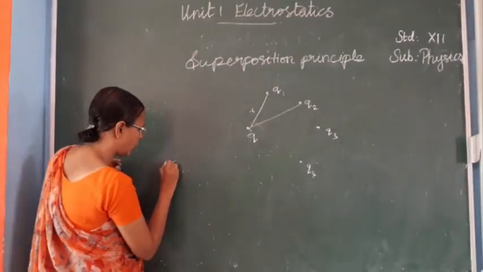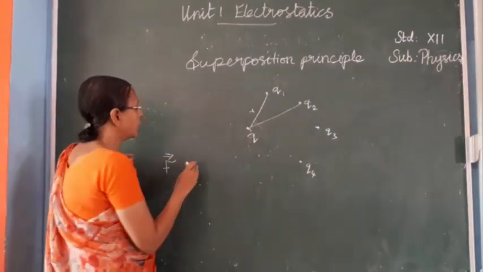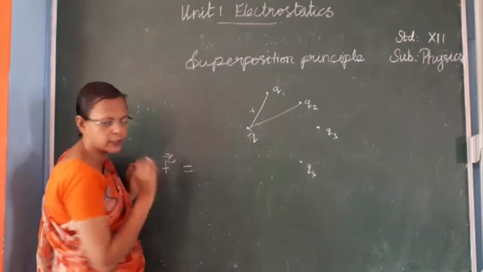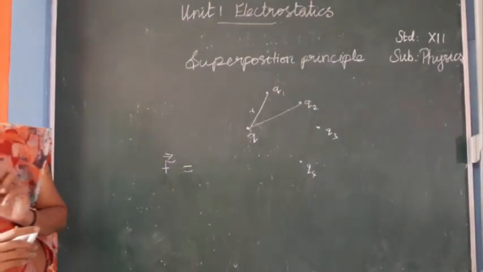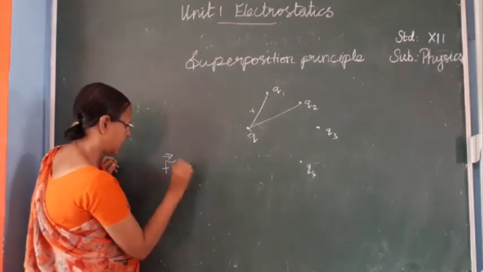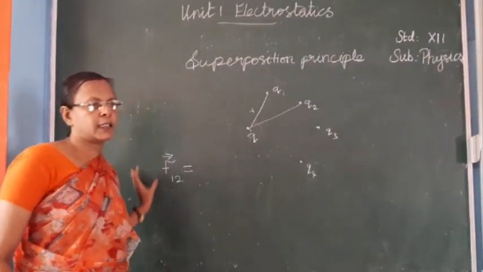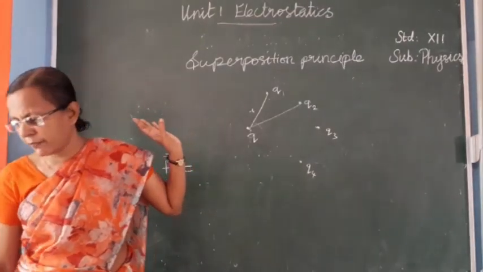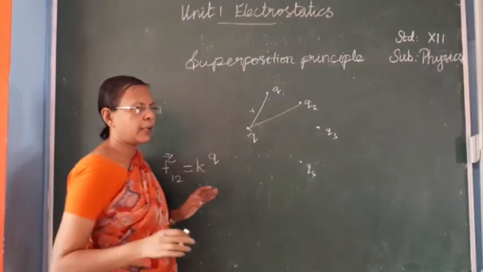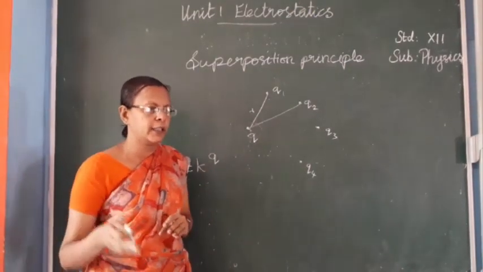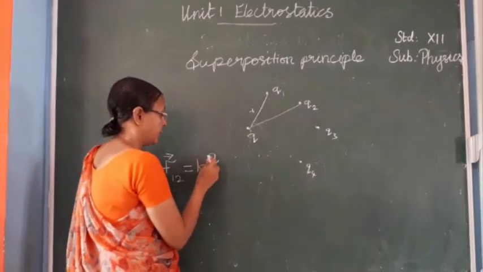The total force is a vector quantity. The total force acting on a given charge is equal to the sum of the forces. We know the formula for electrostatic force. What is the formula for electrostatic force? K into, wait, I will define later. First we can see, recall yesterday's formula, Coulomb's law.